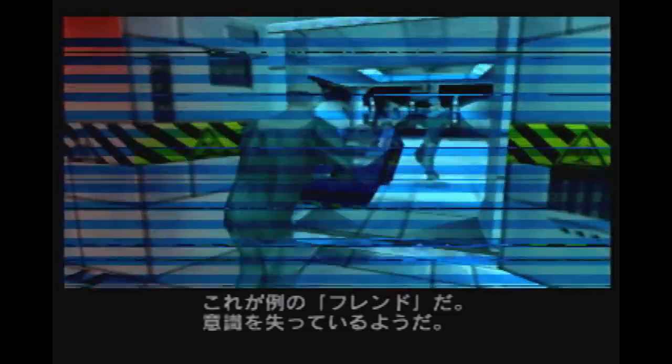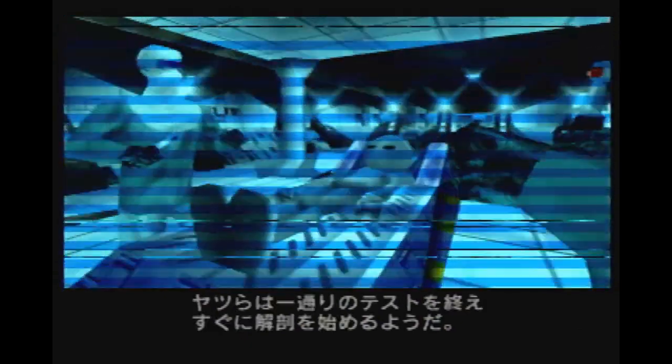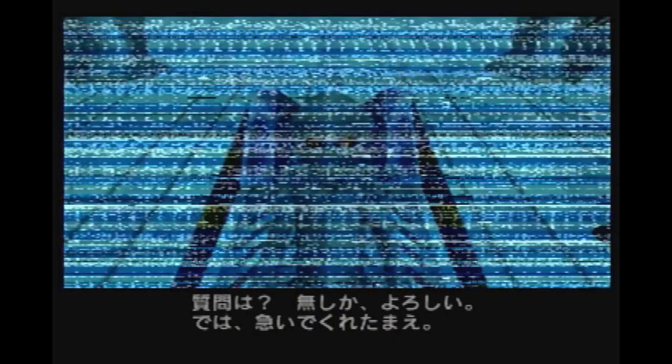Oh my god. Here is our friend. He appears to be physically unhurt, though he hasn't regained consciousness yet. By the look of it, the surgeons are almost done with their preliminary tests and will begin dissection soon. But who was... Any questions? No. Good. Away you go to the hangar.